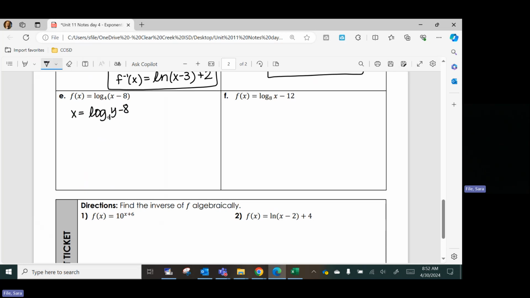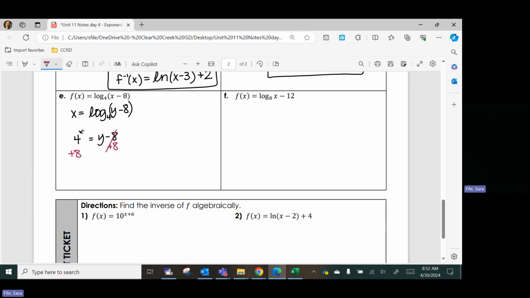Okay, so that was log base 4 of y minus 8. So that y minus 8 needs to be in parentheses. That minus 8 does not move first like I was about to do because of those parentheses. So I'm ready to rewrite this in log form, or excuse me, exponential form. It's a base 4 to the power of x, and it's going to equal y minus 8. Now I move the 8.